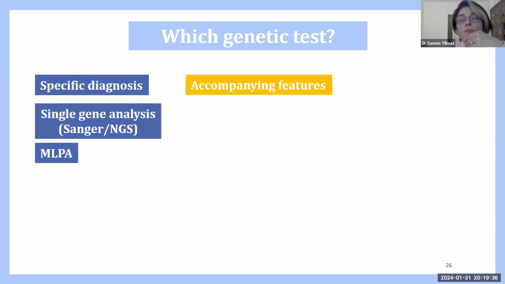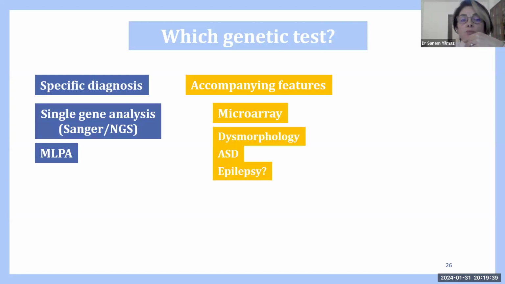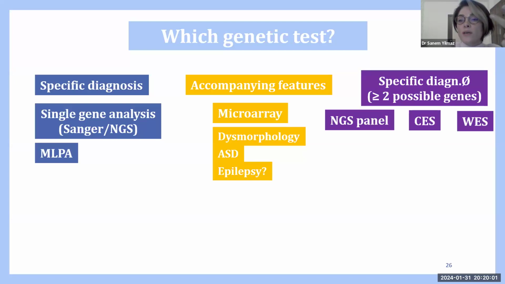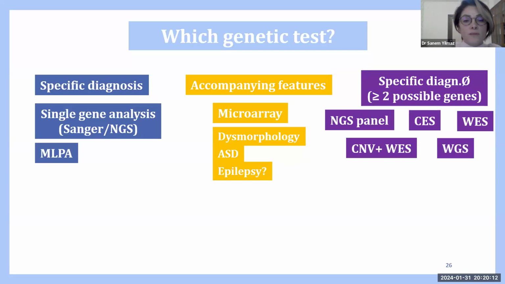If we have some accompanying features like dysmorphology, autistic spectrum disorders, or maybe epilepsy, we can first request microarray analysis. But if we do not have any specific diagnosis or more than 2 possible genes for the diagnosis, we can make next generation sequencing panels, clinical exome sequencing, whole exome sequencing with copy number variations, or whole genome sequencing. It depends on the laboratory and some economic conditions.